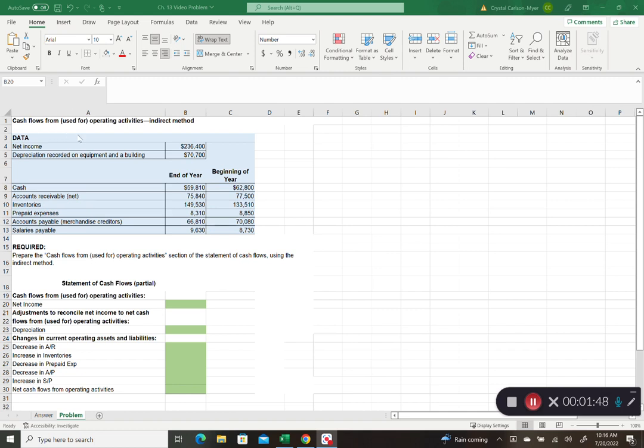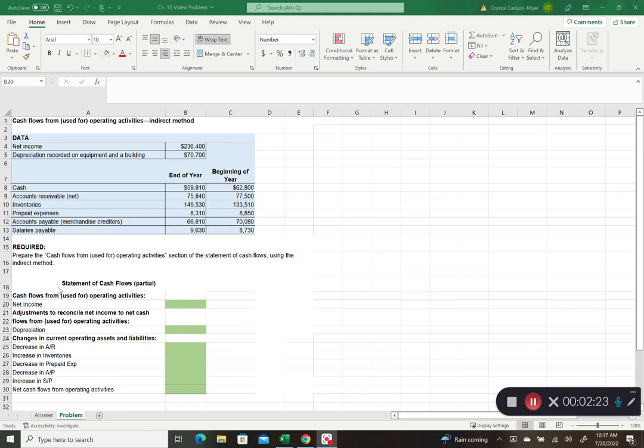Our cash flows from or used for, depending on whether it's an inflow or an outflow, are operating activities for the indirect method. It gives you your data here, and it gives you your changes in the accounts, because we need these accounts from our balance sheet to know if there's cash coming in versus cash going out. So we're only concerned with cash flows on the statement of cash flows. In accounting, we like to take things very literally.